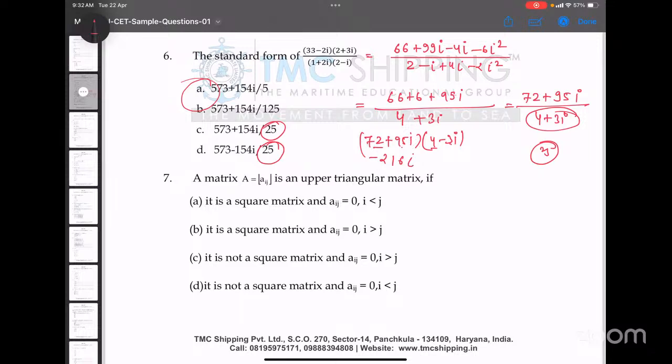Next will be 95 iota with 4 and 95 iota with minus 3 iota. Again, we are not interested in iota square, but we are interested in 95 into 4. This will be how much? 4 fives are 20, and 4 nines are 36 and 2 is 38. Obviously 38 is positive, so the answer will be C. Again, we need not calculate whether it is 154 or not. Are you getting what I am doing here? Yes, are you getting it, or do I have to solve it completely?